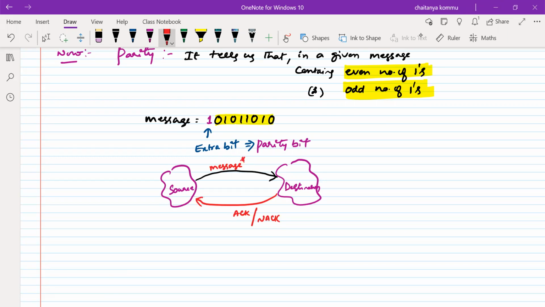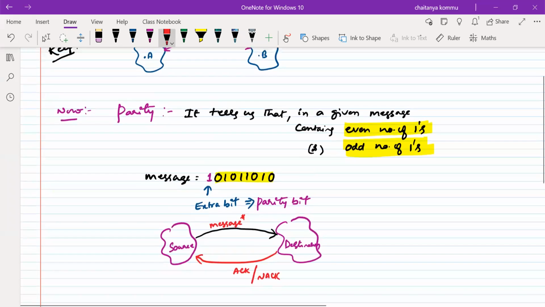According to the parity information, if the receiver is not able to get that information, he sends the NACK, that is, the non-acknowledgement information. Thereby the sender will send that information again. So this is the basic idea behind this.